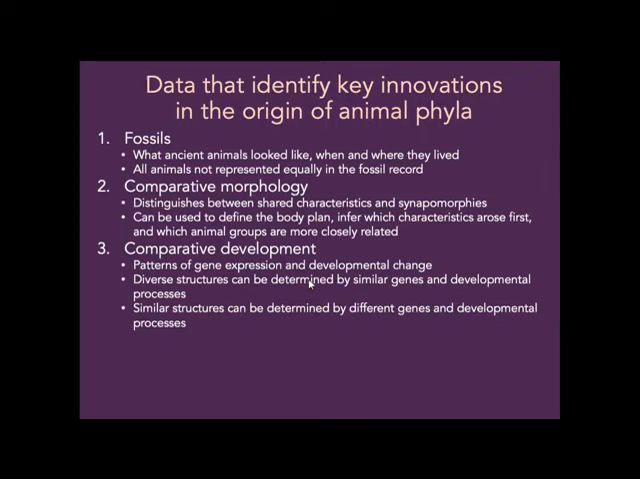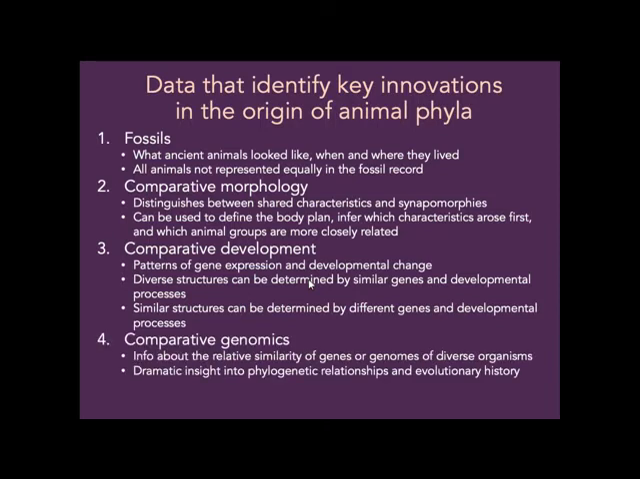So we can look at how, for example, genes are expressed and how that affects the developmental pattern of the cells. So we know that sometimes really diverse structures on animals can actually be determined by similar genes and developmental processes. So that's one thing we found out. Conversely, sometimes you have structures that are very similar and do something very similar in different organisms, but they're actually determined by different genes and completely different developmental processes. So we need to have some information about comparative development to determine relatedness among groups.